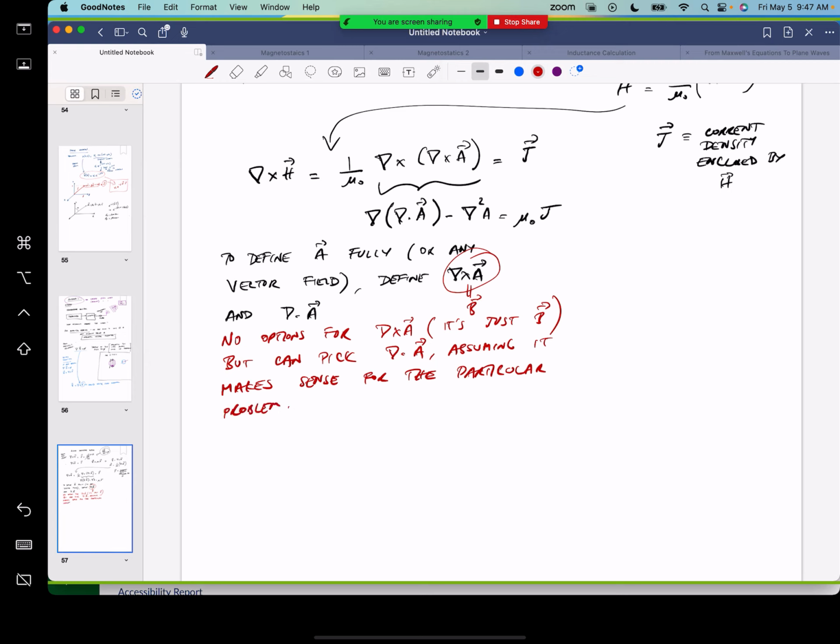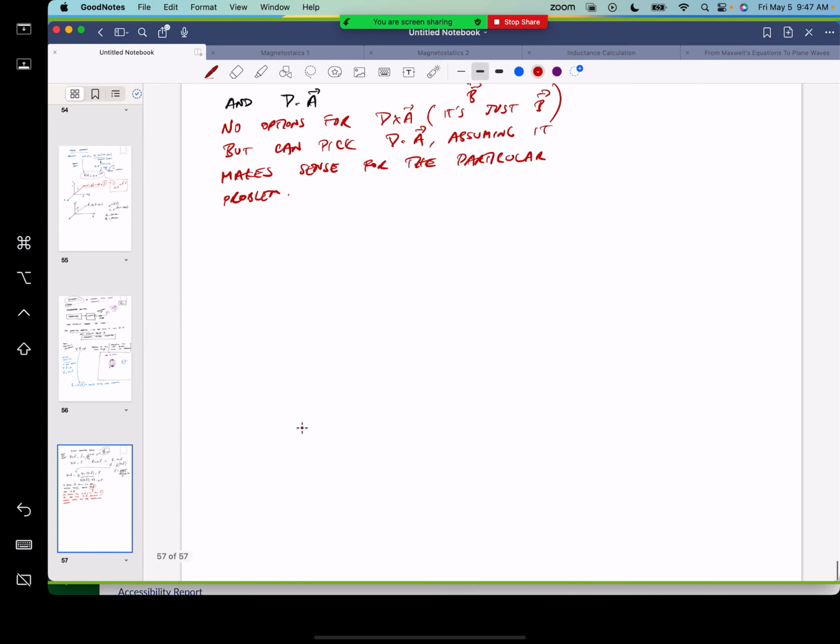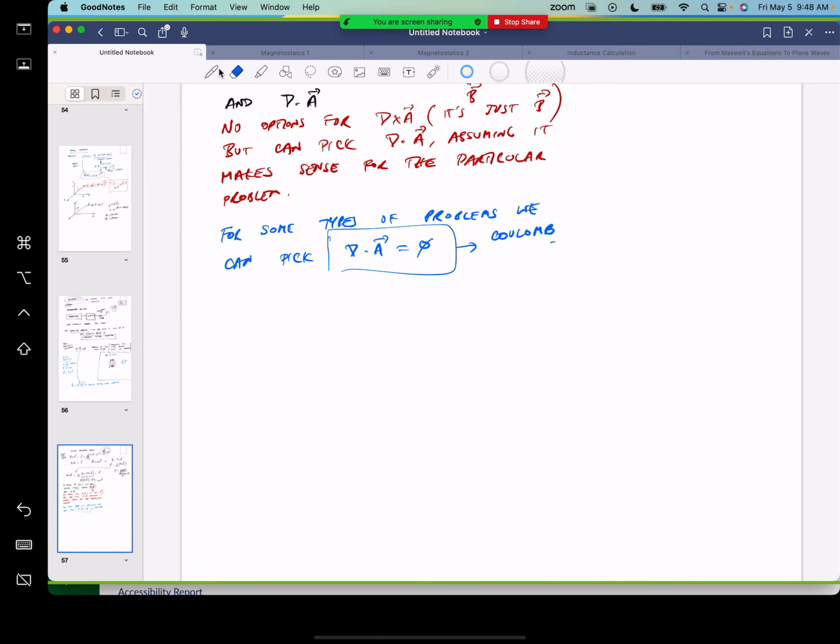So it fortunately turns out that for some types of problems, we can pick del dot A to be equal to zero. And just incidentally, this is called Coulomb gauge. Don't ask me why. I don't know yet. I'll have to look this up. But this is just verbiage. Coulomb gauge. Don't know why.